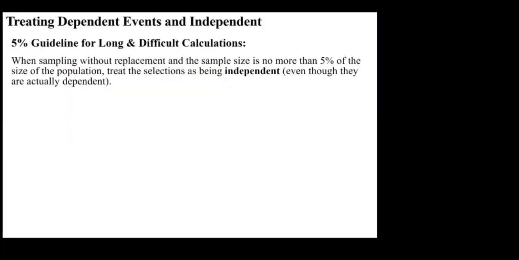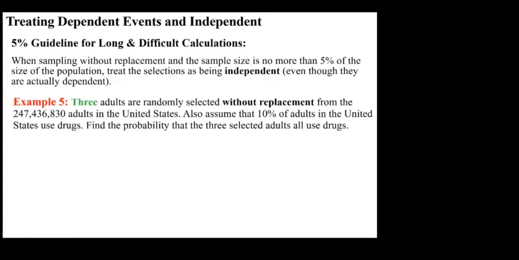Treating dependent events and independent events with a 5% guideline. When sampling without replacement and the sample size is no more than 5% of the size of the population, treat the selections as being independent even though they are actually dependent. Okay, let's see what we mean by that. Example 5. 3 adults are randomly selected without replacement from the 247,436,830 adults in the U.S. Also assume that 10% of adults in the United States use drugs. Find the probability that the 3 selected adults all use drugs.